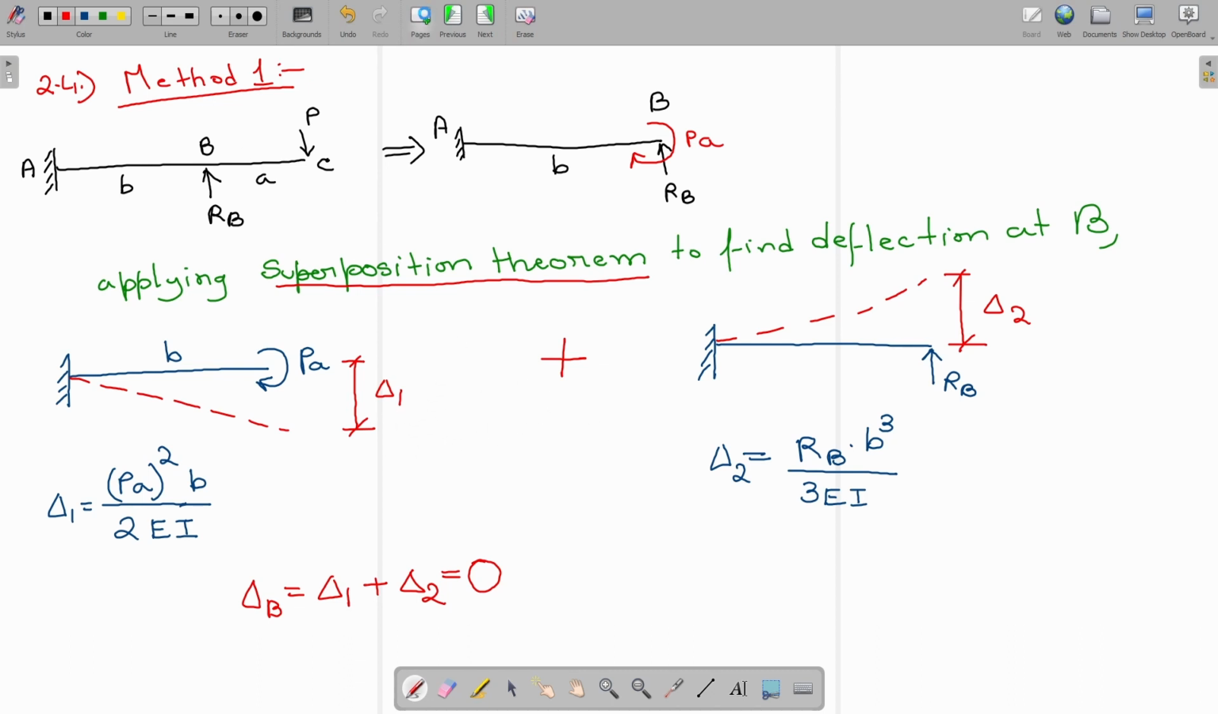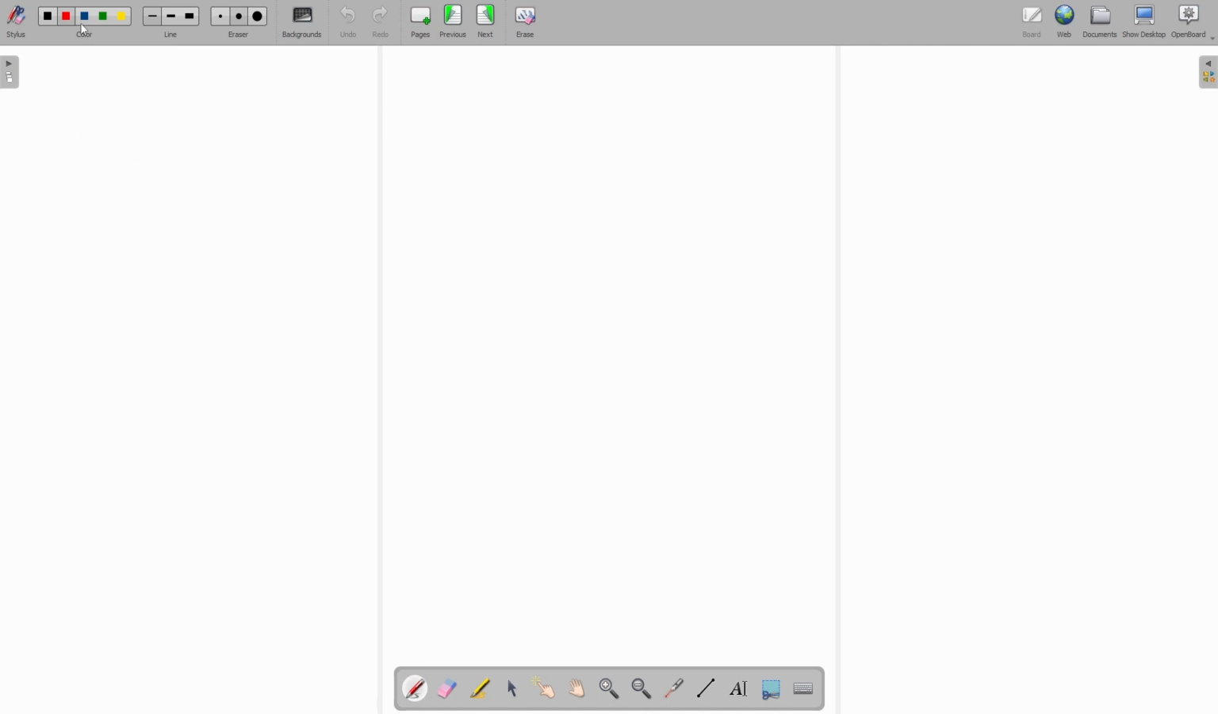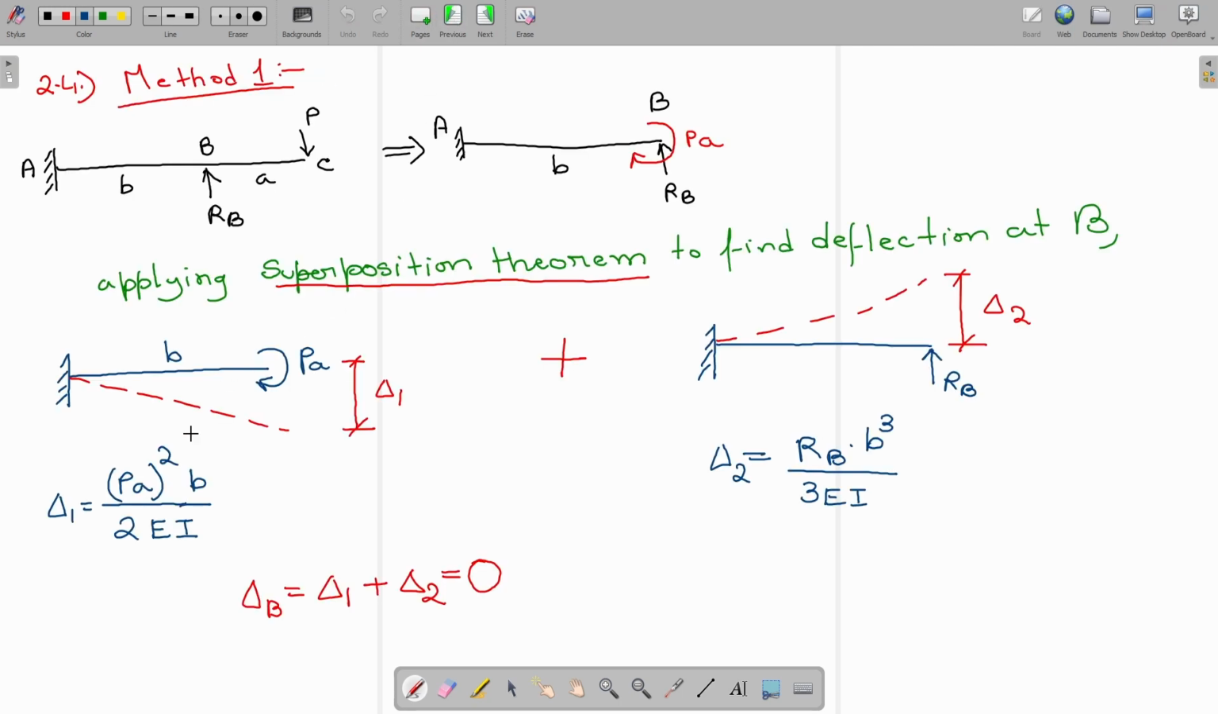Now for the solution, we can write that delta B is equal to delta 1 plus delta 2 is equal to 0, right? Therefore, we are going to write like, here it is in the downward direction, here it is in the upward direction. We are considering downward deflection to be negative. This is negative and this is positive.